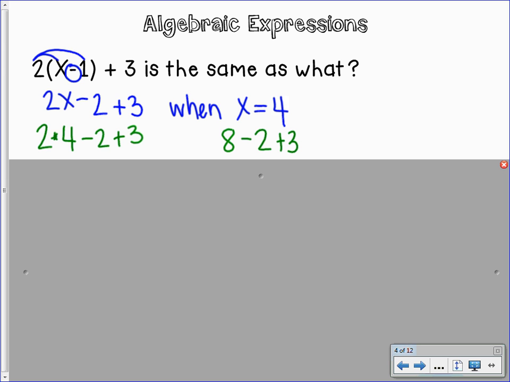Okay, I kept everything the same. I did 1 step, and then I kept going. So now I have 8 minus 2 is? 6. And I have this left. 6 plus 3 is? 9. Did you get 9 when you tried this on your own? Good, I hope. If not, don't worry, we're going to do more.